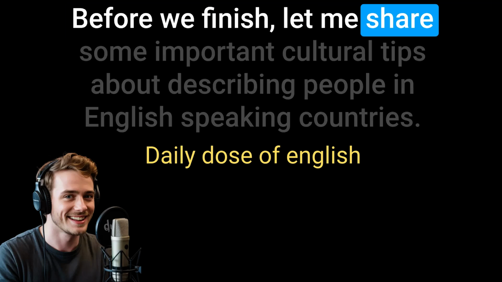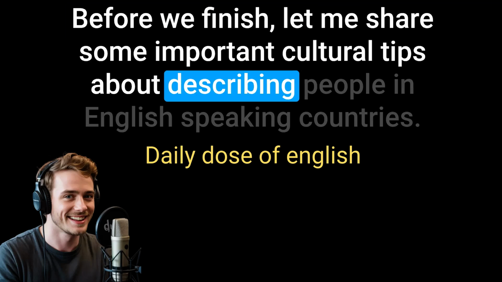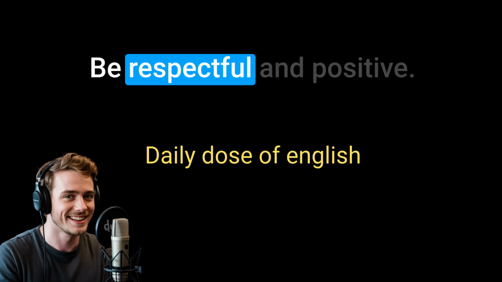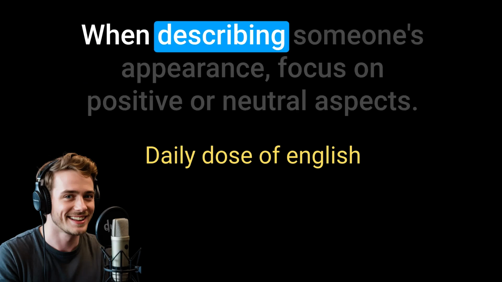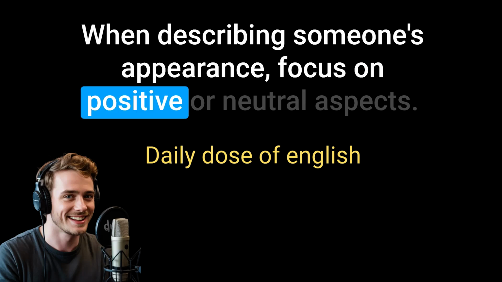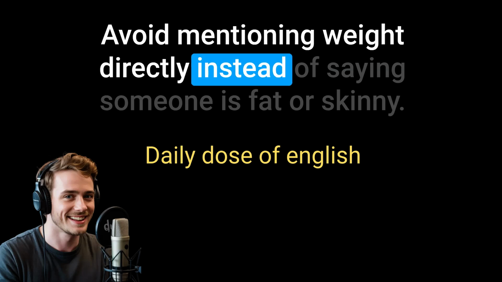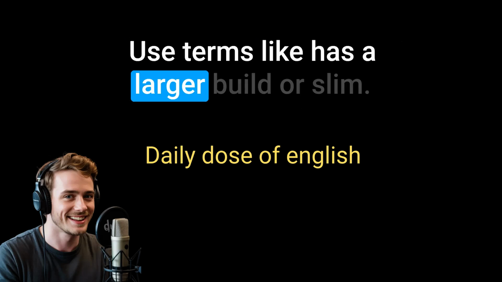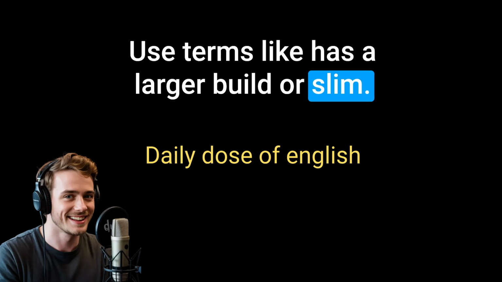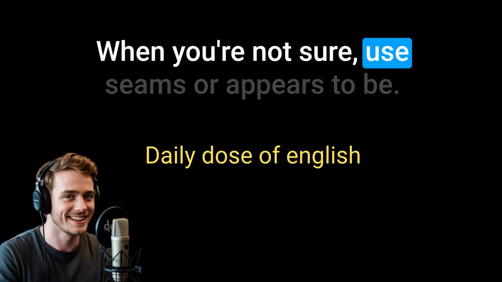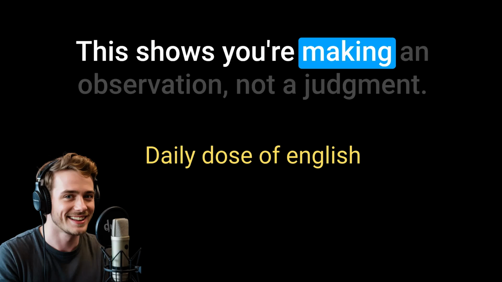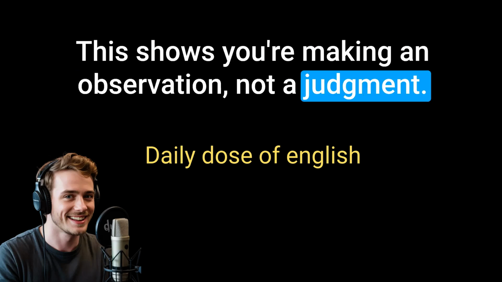Before we finish, let me share some important cultural tips about describing people in English-speaking countries. Be respectful and positive. When describing someone's appearance, focus on positive or neutral aspects. Avoid mentioning weight directly. Instead of saying someone is fat or skinny, use terms like has a larger build or slim. When you're not sure, use seems or appears to be. This shows you're making an observation, not a judgment.